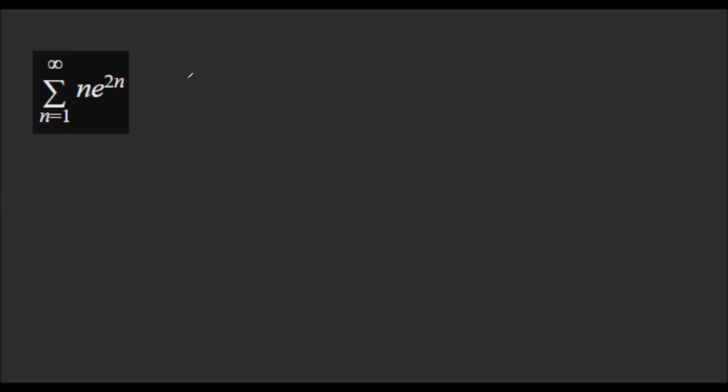Okay, so that was it for the explanation. Let's get into practice problem 1. So we're going to take the limit as n approaches infinity, absolute value of a sub n plus 1 over a sub n. So first, let's just write a sub n. It's just going to be the function part of the series, in this case, n times e to the power of 2n. So as I said earlier, for a sub n plus 1, you're just going to replace every instance of n with n plus 1.